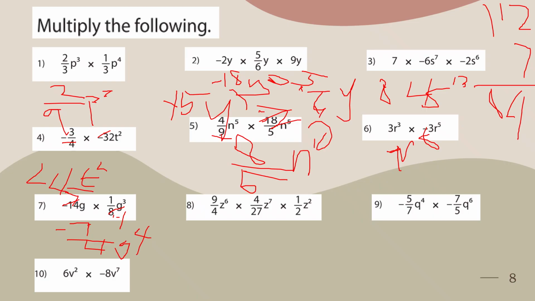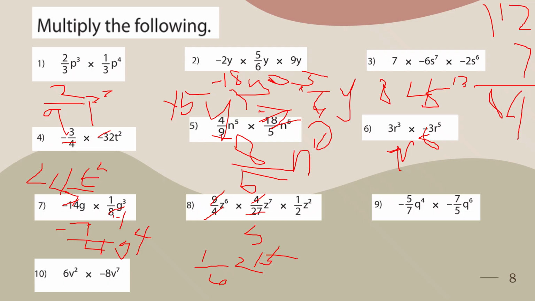Okay, because we have 3 and 4, we can cancel out here. We can use cancellation like that. And here, 27 divided by 9 is 3. Now we can simplify. Okay. So we have 1 over 3 times 2, 6. And then for z, we have 6 plus 7, 13 plus 1, 14. So z to the 15.